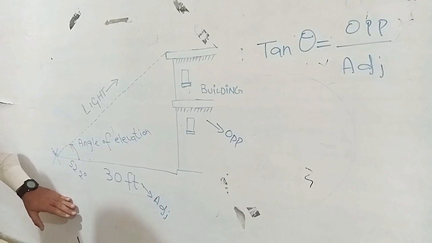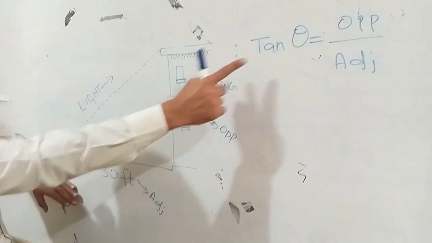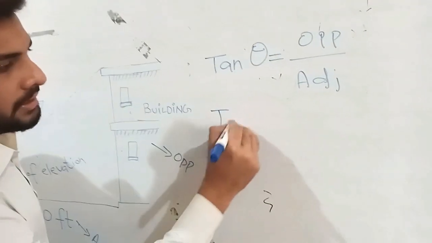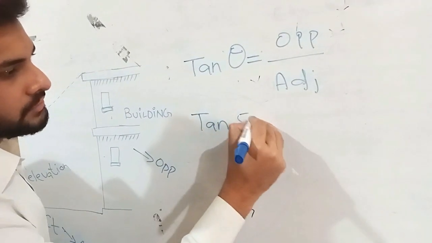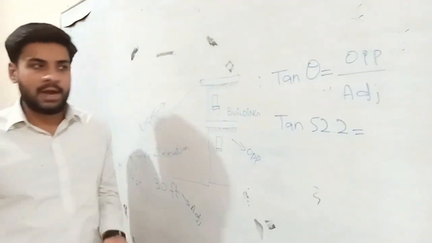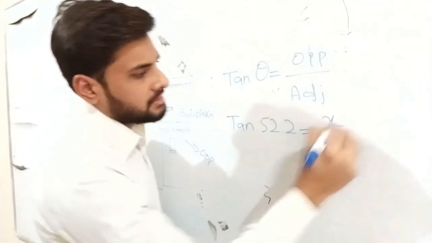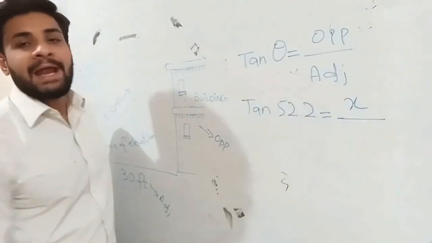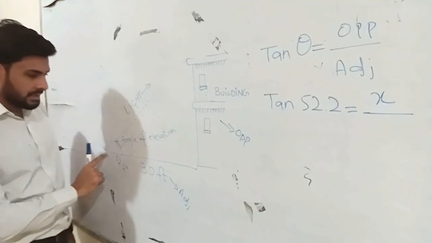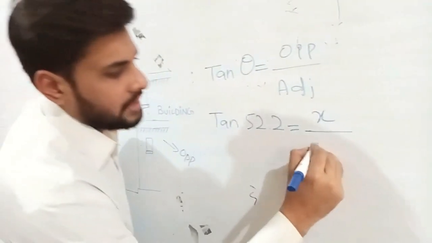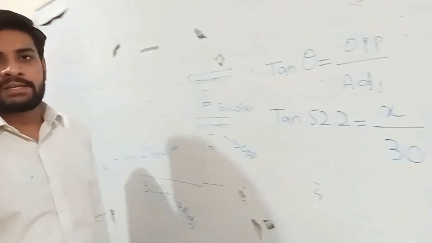So let's put the values in the equation. We have tan theta, where theta is 52.2. Now you need to take the value of the opposite, which you don't know and are supposed to find, so you can take x as a variable. Then take the value of the adjacent, which was 30 feet. So let's put in the value of the adjacent right here.